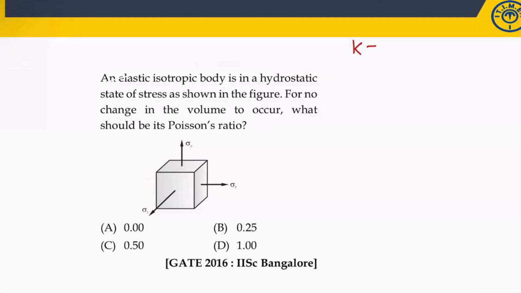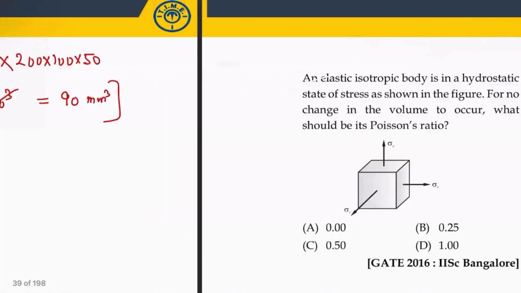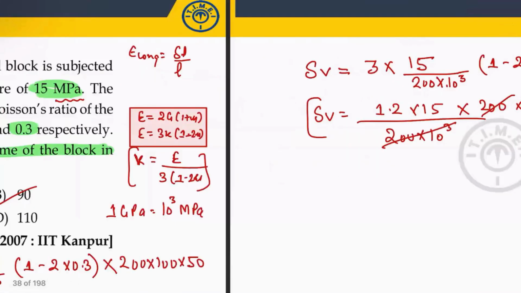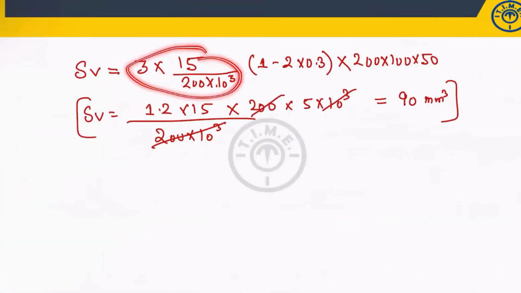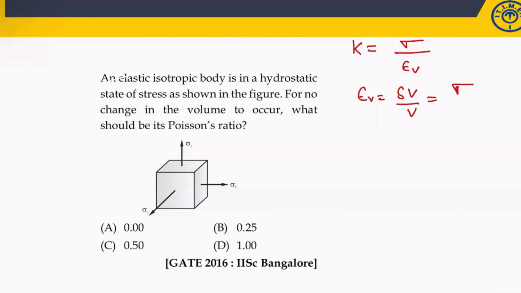First you write down K, which is nothing but the volumetric hydrostatic stress divided by the volumetric strain. Volumetric strain, you know, is the change in volume by the original volume. This is the hydrostatic stress. So if I write the same expression here, it is 3 sigma by E into 1 minus 2 mu. This is sigma here. Volumetric strain, I have kept here the K value.